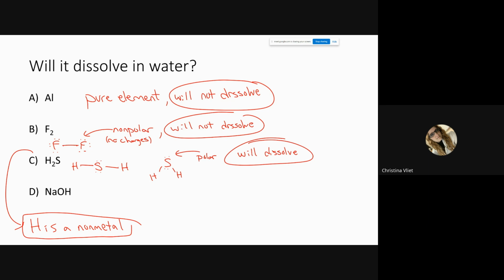The final one is NaOH. What type of compound is that? Na, sodium, is a metal; O and H are both non-metals. It's ionic, right? That's known as having charges. With ionic compounds, you don't have to draw a Lewis structure, you shouldn't. All you have to know is because it has charges, yes, it will dissolve in water.